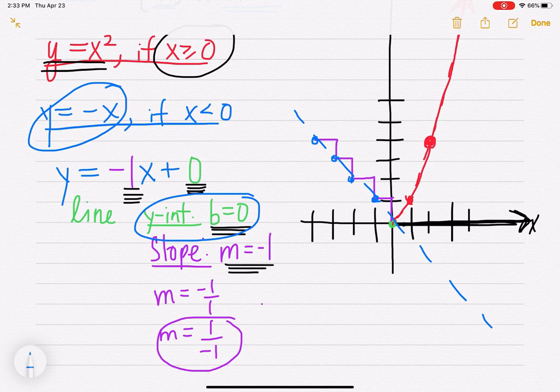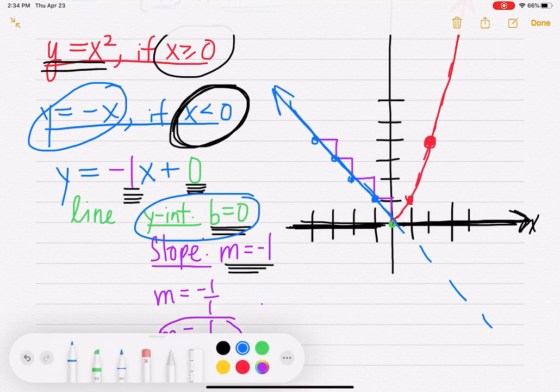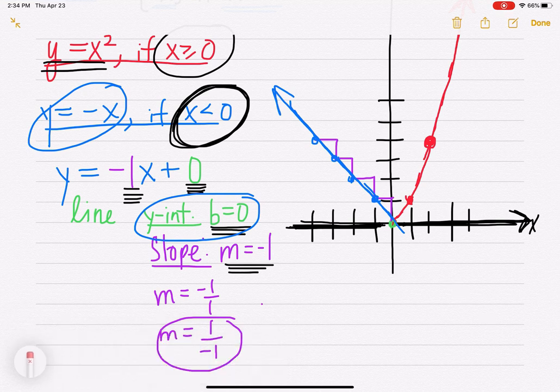The question is, where do we actually keep this line? Well, if you read back here, I'm going to circle this in black. You're going to keep this line when x is less than 0. So x is less than 0 over here on this side. x is smaller than 0 when the x values are negative. That's to the left of the y-axis. So we're going to keep this blue line to the left of the y-axis, which means we're going to get rid of it to the right of the y-axis.